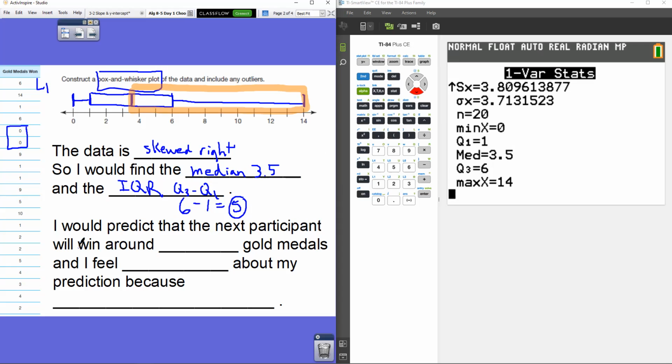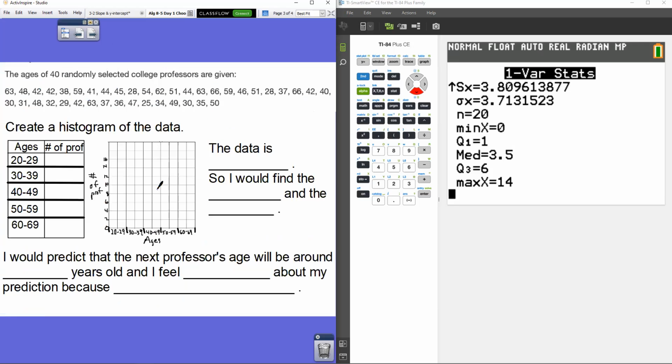I would predict that the next participant will win around blank gold medals. So the best measure of central tendency is your median, which is 3.5. And I feel blank about my prediction because, looking at your IQR, is this a huge IQR or a small IQR? I feel confident in my guess of 3.5 because my IQR is low. 5 is a low IQR when we're looking at the data. So that's what we would put for this one.